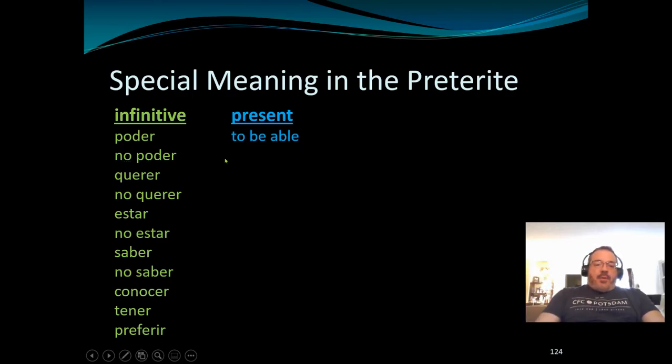What about no poder? What does that mean in the present tense? It means what you think it means. It means to not be able or I can't. How about the verb querer? What does the verb querer mean if I use it in the present tense? It means I want, right? How about no querer? In the present tense, no querer is I don't want, or to not want something.